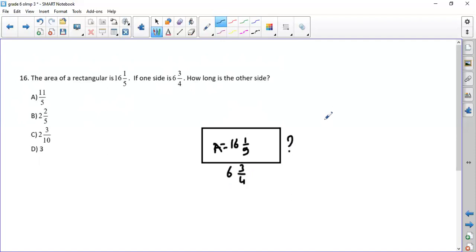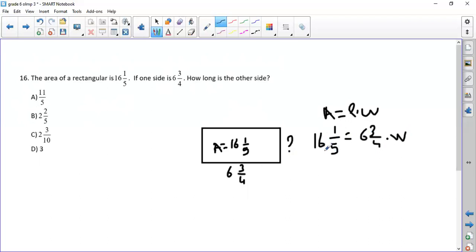We know how to find the area of the rectangle. We can say that the area of a rectangle is length times width. It means this side times this side. Since the area is given, we can substitute in place of area 16 and 1 over 5, is equal to, the length is given, it means one of the sides is given. It is 6 and 3 over 4 times W, the one that we have to find.